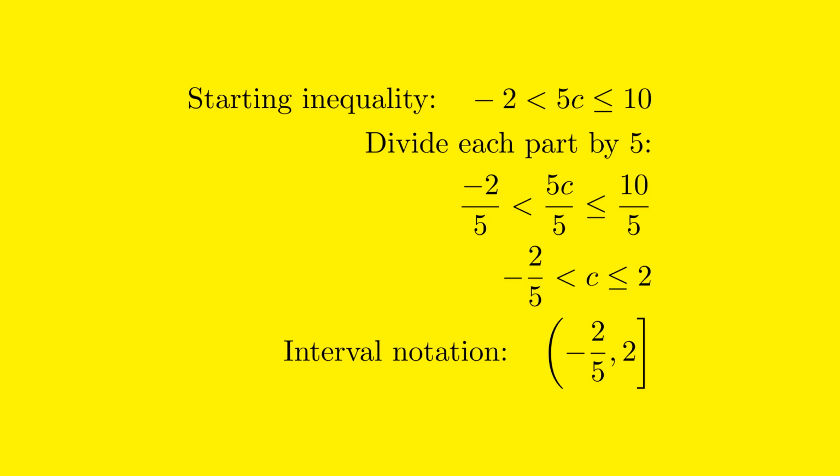In interval notation, this is written as the open interval from minus 2/5 to the closed interval at 2. This is the final step, and the solution to the inequality is complete.